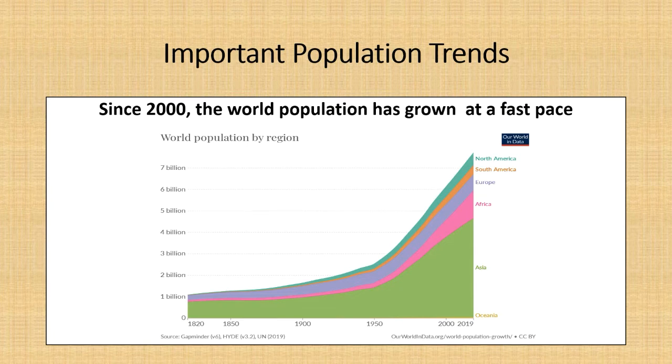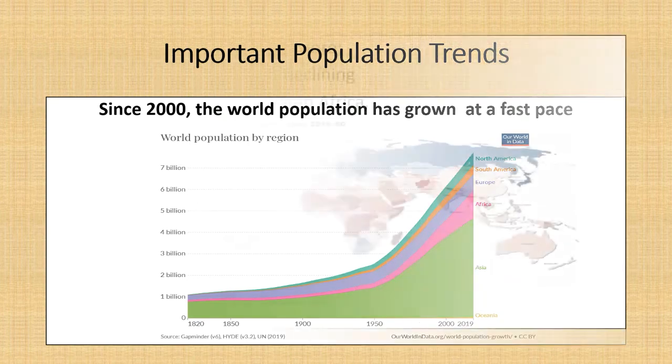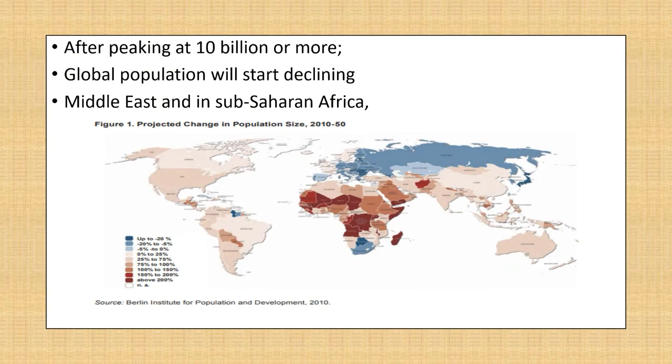Most population growth will be concentrated in South Asia, the Middle East, and Sub-Saharan Africa, where high fertility rates and the consequences of rapid population growth remain burning issues. It is said that after peaking at 10 billion or more, the population will start declining towards the end of the 21st century or at the beginning of the 22nd.